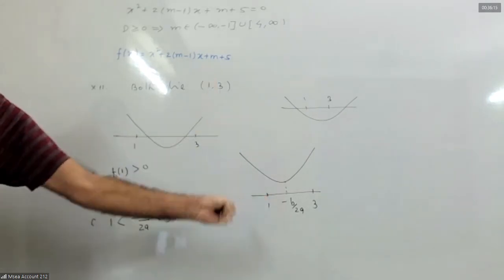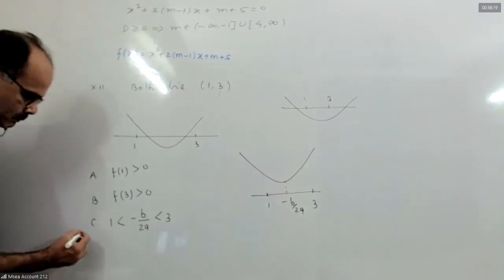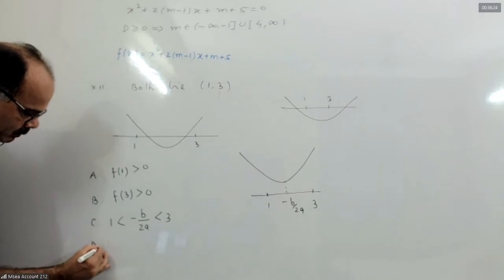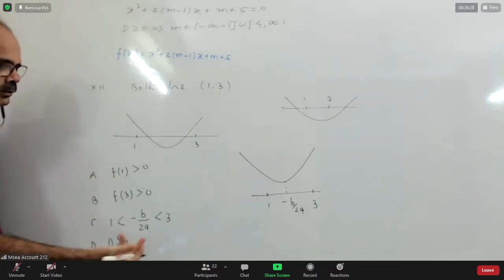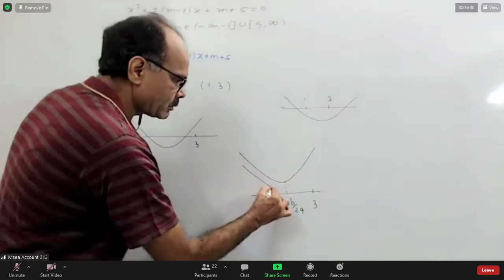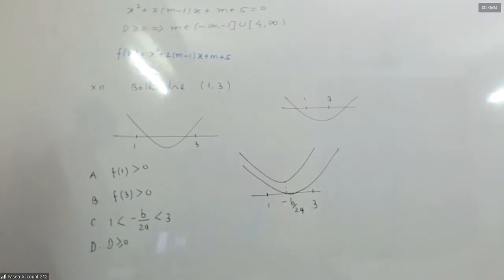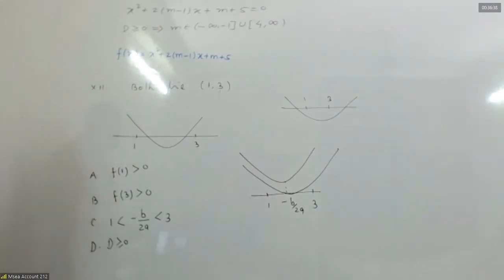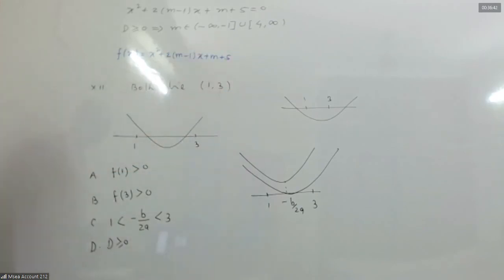To bring it down, we have to impose the condition: B square minus 4AC should be greater than or equal to 0. We can take equality also. This is also possible. In this case also both roots lie in between 1 and 3. Both roots are equal and they are in between 1 and 3. This is also possible, satisfying this condition.